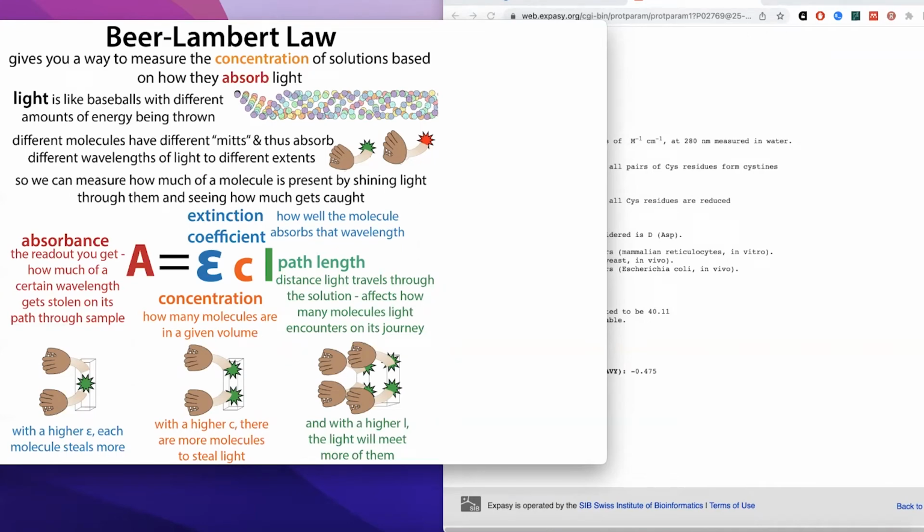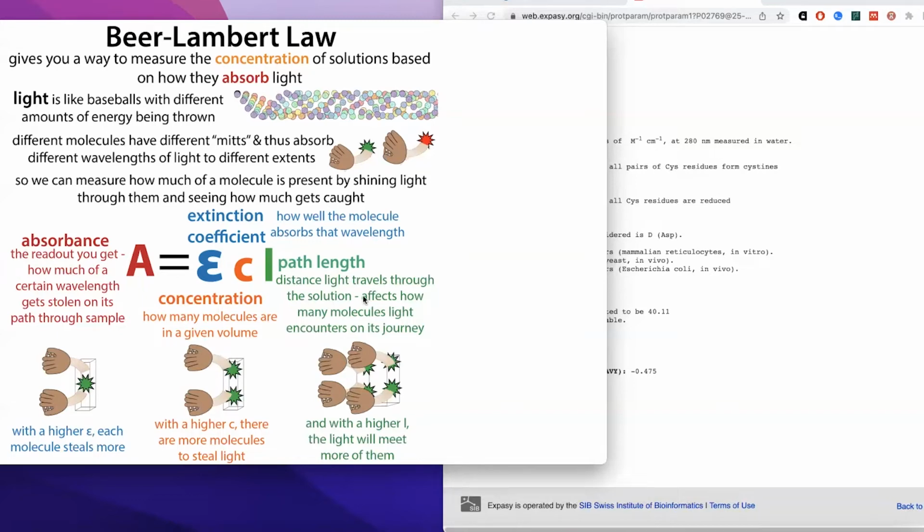So different molecules absorb light of different wavelengths. And because they're absorbing or stealing that light as it goes through, you're going to get some of this light absorbed and less of it transmitted. And so if you were to shine light through a cuvette or through a nanodrop column that has the solution, molecules in the solution will steal some of the light, and you can measure how much got absorbed by measuring how much you put in and how much you got out.